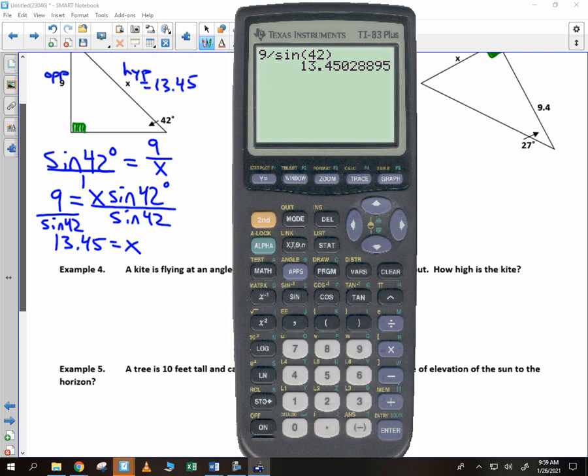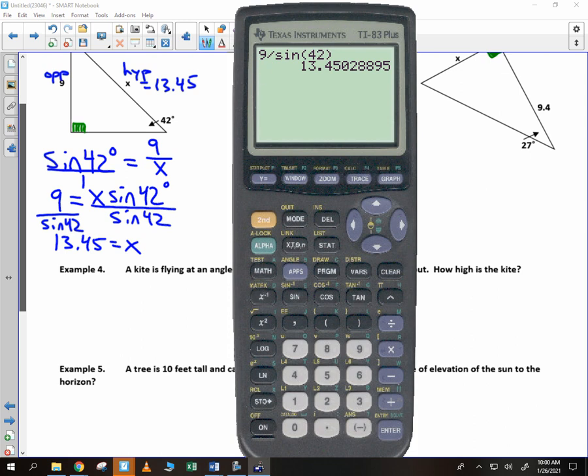Does it make sense that 13.45 is larger than 9? Does it make sense that this side should be bigger than this side? Yeah, because it's the hypotenuse, right? It should be the biggest one of all. So always make sure you can somehow check your answers or assess how reasonable it is.